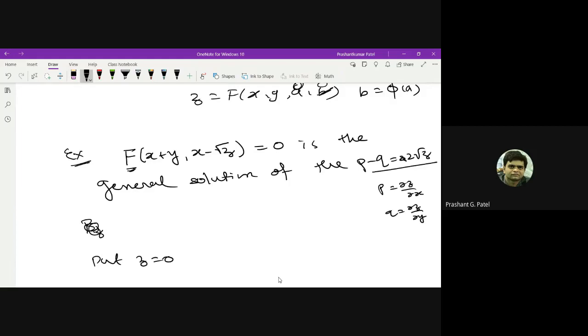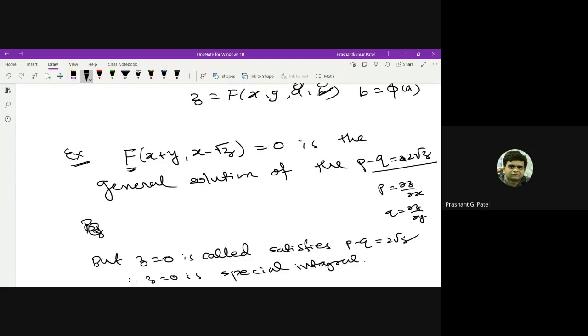So it is a special kind of solution because it does not contain any arbitrary constant or anything like this. But z = 0 also satisfies p - q = 2 square root of z. Therefore, z = 0 is a special integral. So it is a special kind of solution.